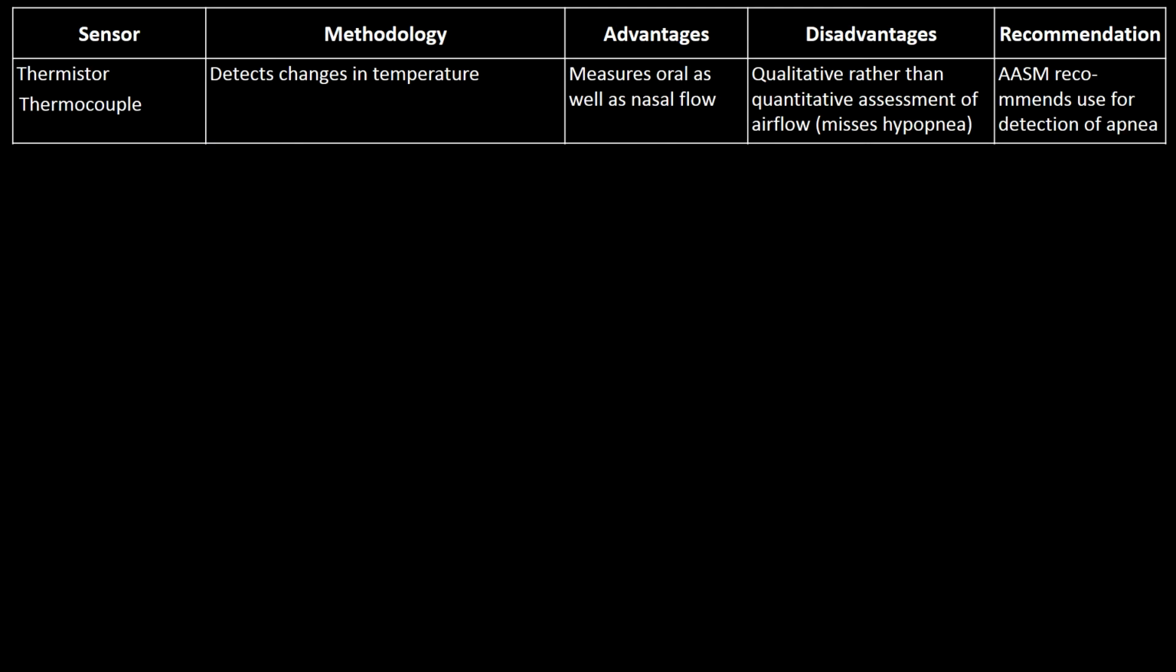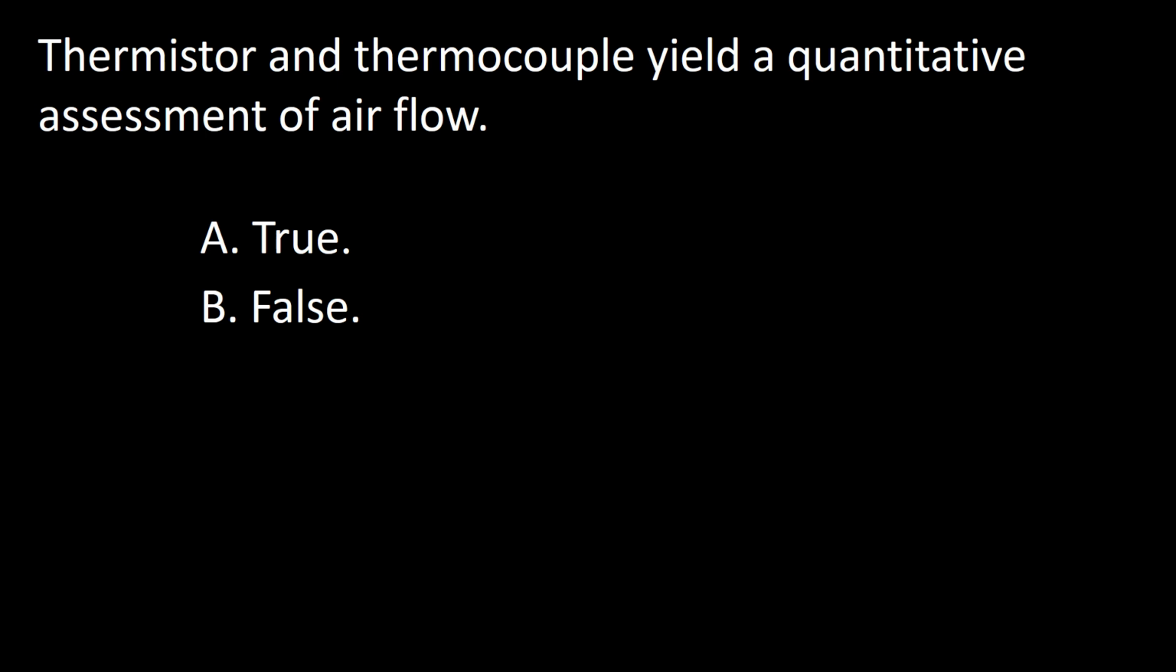The advantage of these methods over other methods to monitor airflow is that they simultaneously measure oral and nasal flow. The disadvantage of these methods is that the measurement is qualitative and not quantitative, and therefore some hypopneas may be missed. So the answer to this question is B.